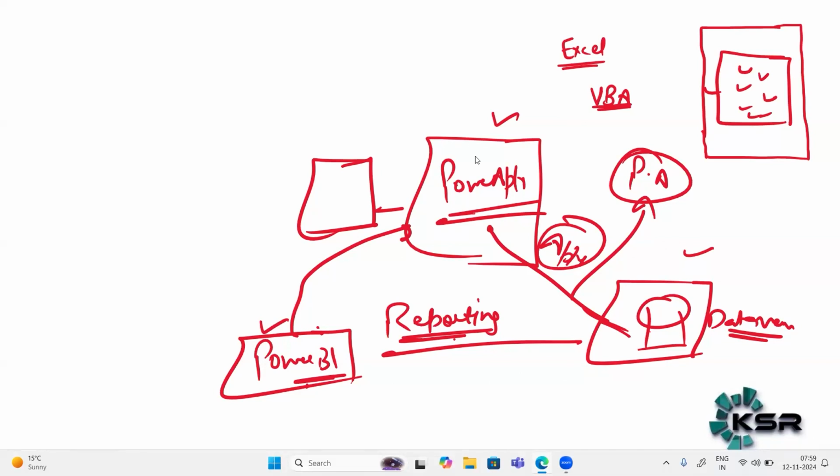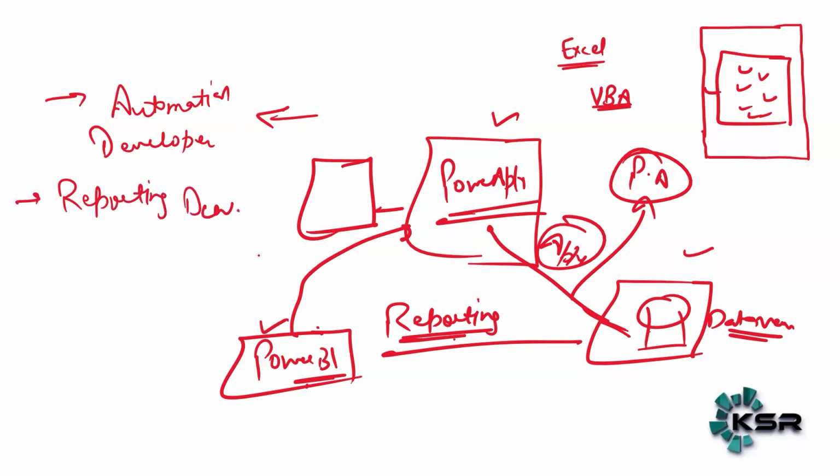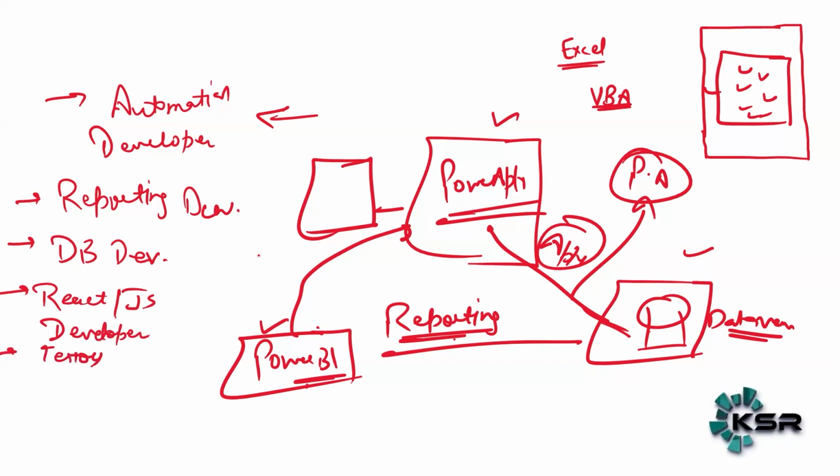Yes. Suppose you go with the traditional method, then you will require an automation developer. You will require a reporting developer. You will require a DB developer, right? Then you will require React or something similar if you are developing the app in React. Then testers will be required. Then again, DevOps people will be required for deployment. So this many people will be required, right?